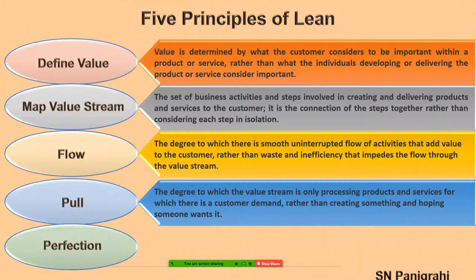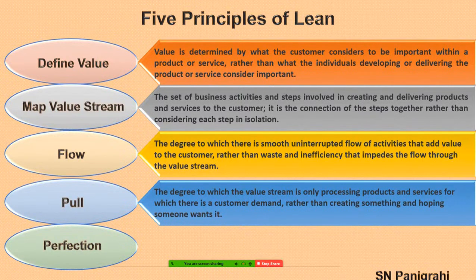Then the Lean Six Sigma concept always talks about pull. Pull means as and when required by the customer, only then we deliver. Any extra production, meaning overproduction, or any inventory we build up is all waste. So as per the lean concept, extra overproduction and inventory buildup are waste, so they have to be eliminated, and we have to follow the pull principle. Pull means only as and when required by the customer we produce and deliver to him.